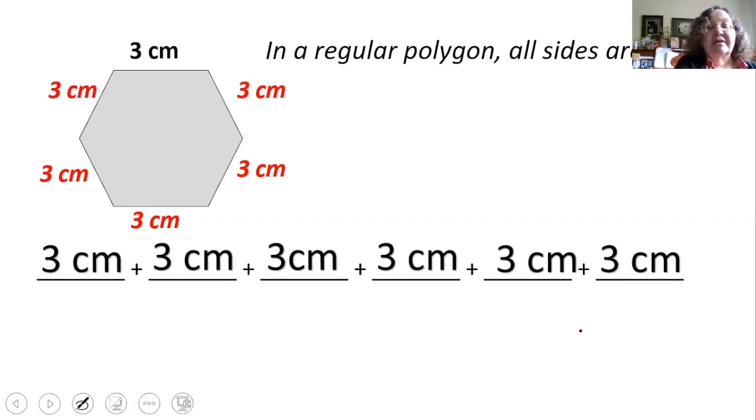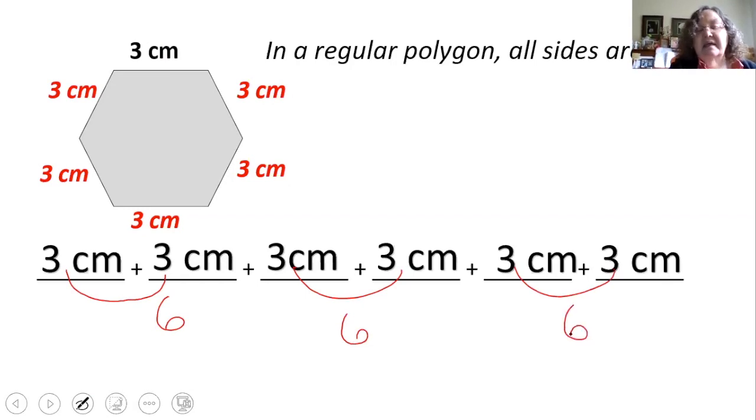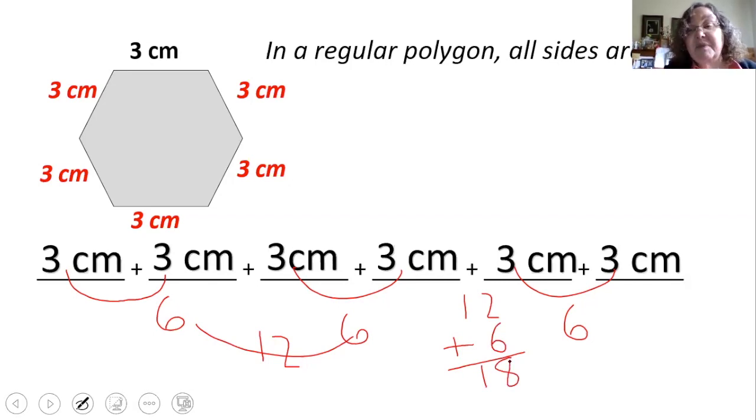And, you know, Mrs. Yeager's been talking about doubles, so I could have 3 plus 3 is 6, 6 plus 6 is 12. And then I have 12 plus 6 is 18. But I am in 3rd grade now. So I know multiplication. So what would be the multiplication fact for this?